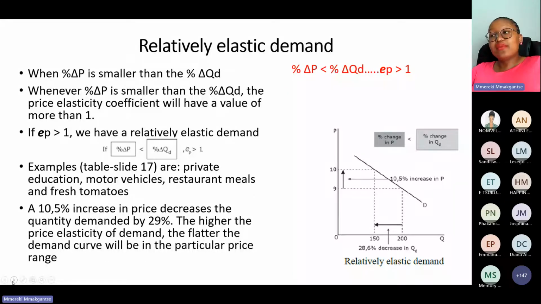Okay, remember we were doing inelastic. Now we are doing relatively elastic. Guys, do you know what is elastic? I just don't have a ribbon here. Let's see. Okay, I just want to make basic examples. Oh, hold on.